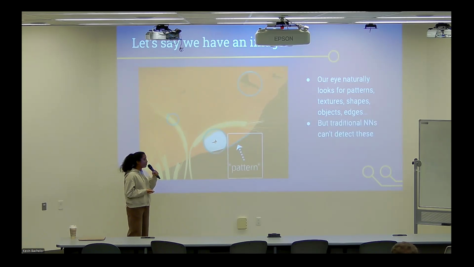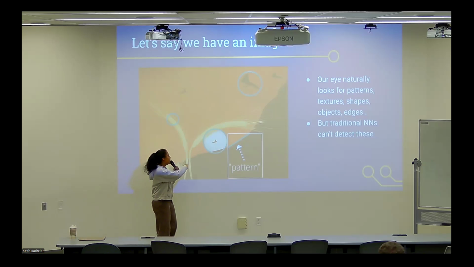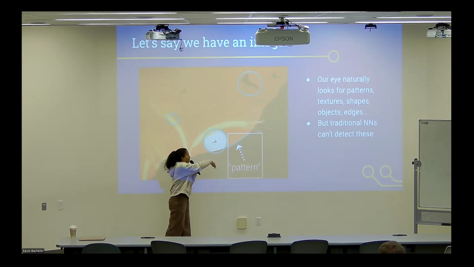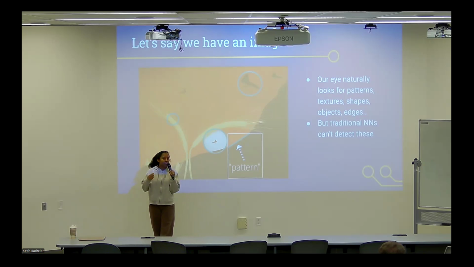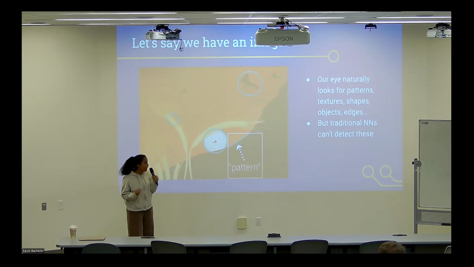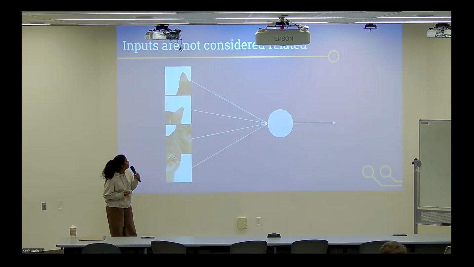But traditional neural networks can't actually look at that. They don't have spatial awareness. They can't actually look for features in the image. So as you can see, patterns can be anything. They can be textures, they can be circles, they can be an edge. So you see this box here, that would be called an edge detector because we're detecting an edge there. And so traditional neural networks can't necessarily look for these patterns. And so that's why we have convolutional neural networks.